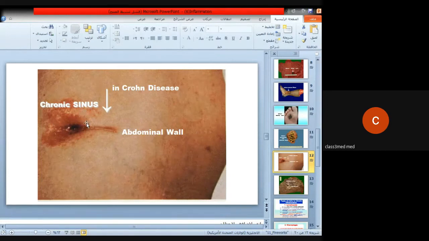And the sinus tract connects the small bowel and the surface of the abdominal wall, or the skin of the abdominal wall, and discharges the bowel content. The content of the small bowel comes out from the opening of the sinus. But this is the sinus.